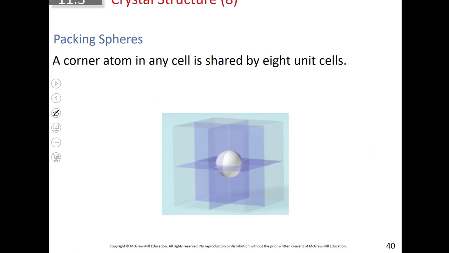So, although each lattice point here is going to be an atom, if we're just trying to figure out the density of this unit cell, we're going to have to consider the fact that each of those atoms is actually shared by multiple unit cells. So here we have a corner atom.